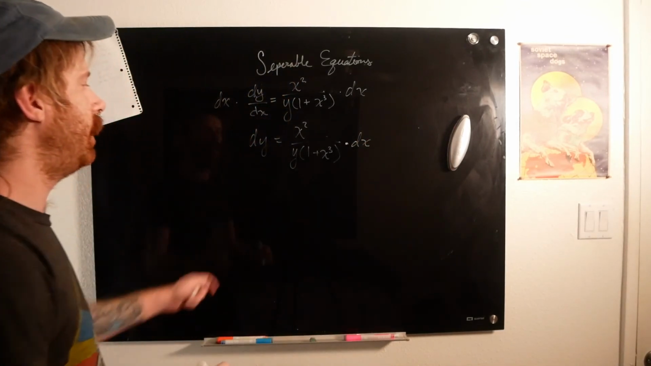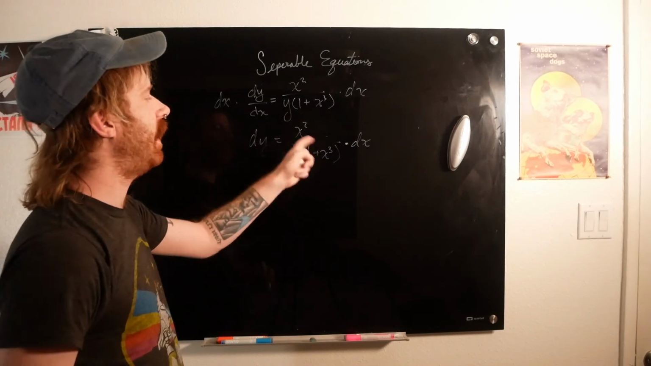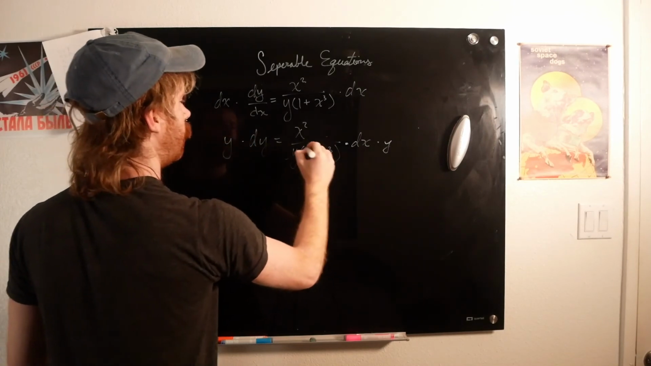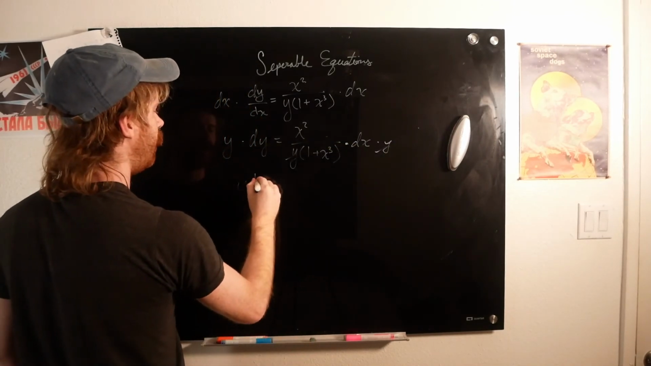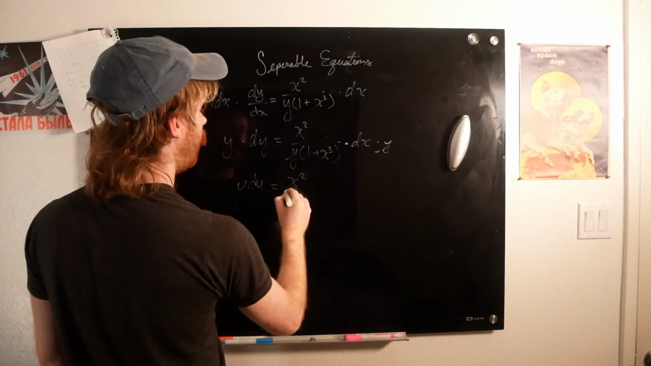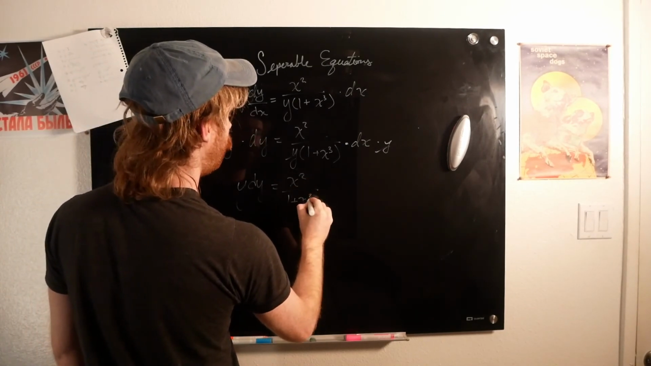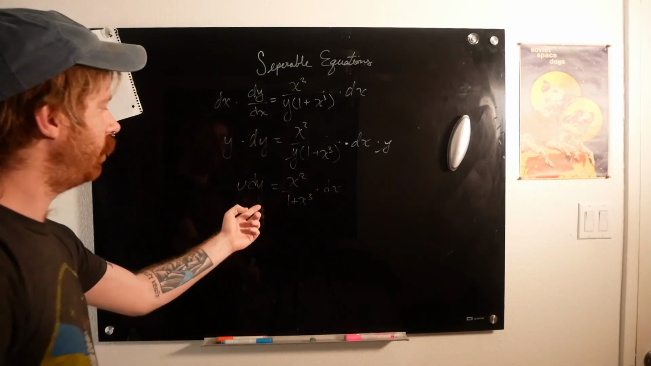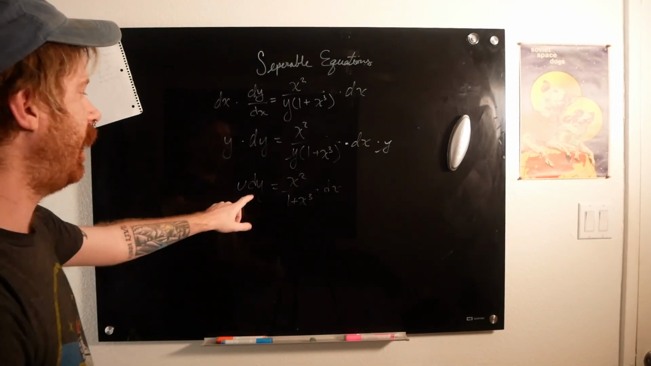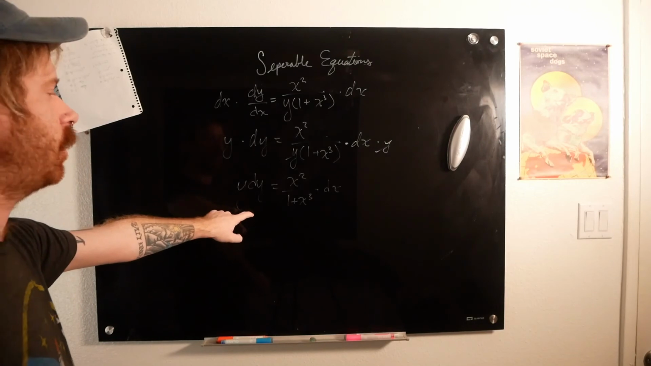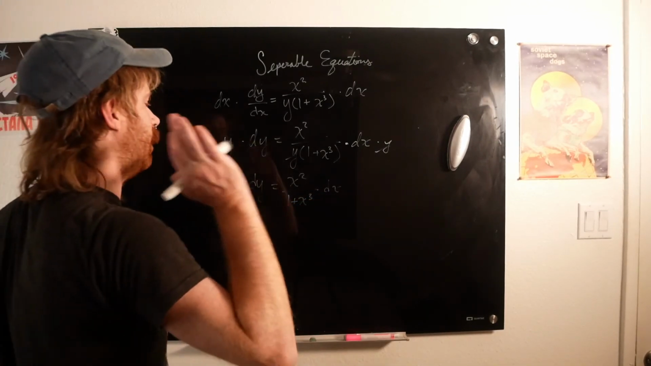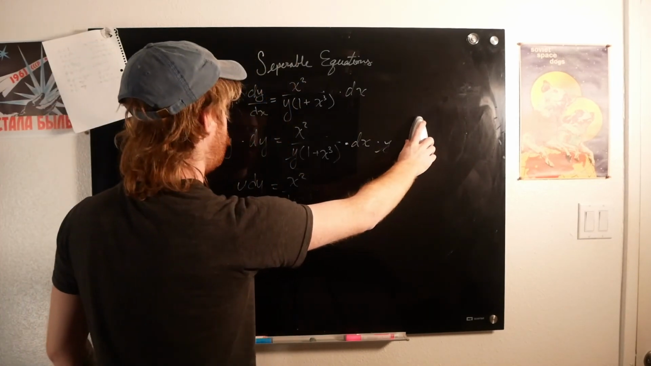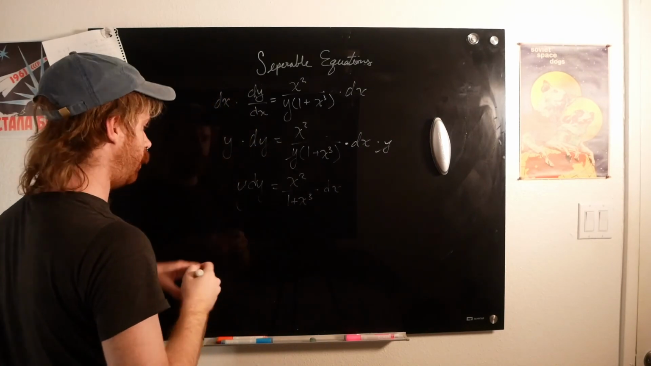Okay, so now let's take care of the y, right? We have everything in terms of x on the right side except for this y, so let's multiply both sides by y. So these go away, and then we're left with y dy equals x squared over 1 plus x cubed dx. Now everything on the left is in terms of y, and everything on the right is in terms of x, which is what we want. And now we can take the integral of both sides.